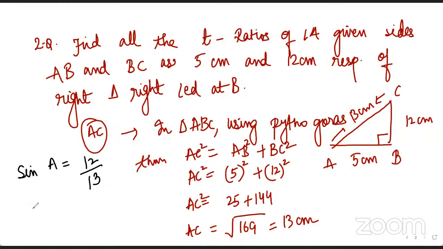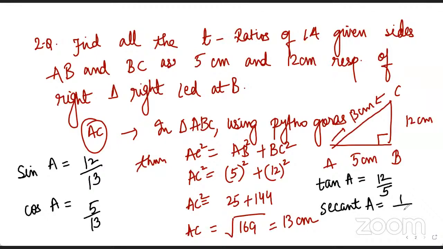Okay. Now I'm interested in finding cos A, that was base upon hypotenuse. Therefore, base is 5 and hypotenuse is 13. So it will be 5 upon 13. Now I have to find tan A. What was tan A? Tan A was perpendicular upon base. Now my perpendicular is BC, my base is AB. So this will be 12 upon 5. Coming to the fourth T ratio, that is secant A. Now what will be secant A?